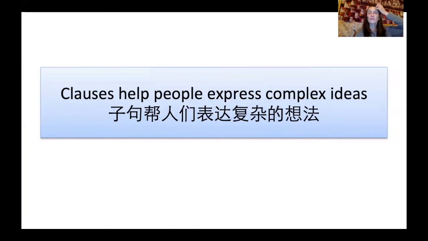Clauses. So this is an idea I want you to think about. The reason we teach clauses is because clauses help people express complex ideas. 这就帮人们表达复杂的想法. And I think that you want to try to tell people more than just the very simple things when you're trying to speak English. So practicing clauses is good. Okay.